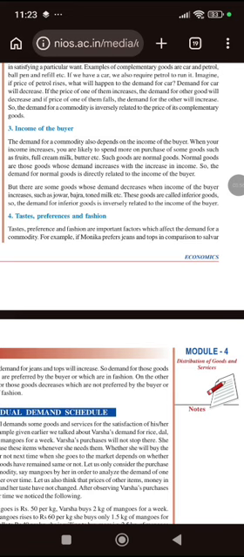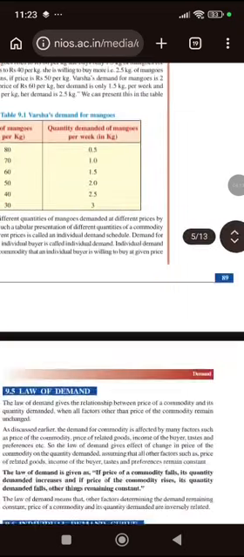But there are some goods whose demand decreases when the income of the buyer increases, such as jowar, bajra, toned milk, etc. These goods are called inferior goods. So the demand for the inferior goods is inversely related to the income of the buyer.